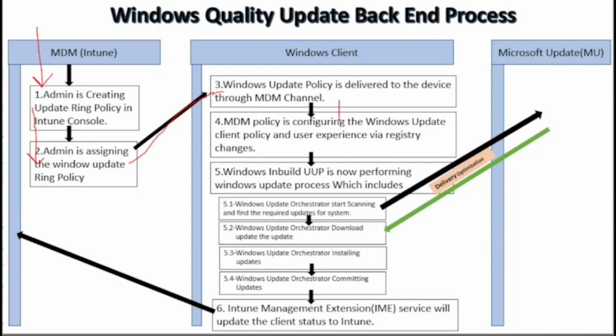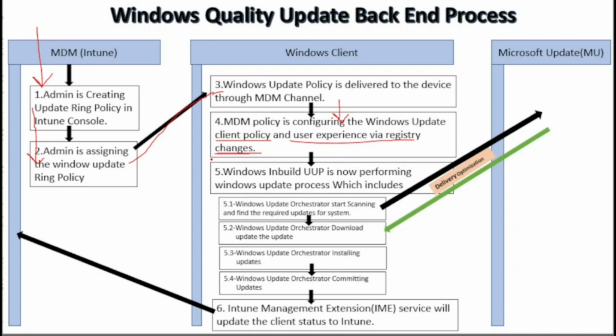Now the MDM policy or the CSP is going to configure the Windows Update client policy and the user experience via registry changes. So we know that whenever we are deploying any configuration profiles, then in backend the CSP is going to configure the registry changes, and system is going to work as per the registry settings. Now once the registry is configured properly, the Intune job is over.